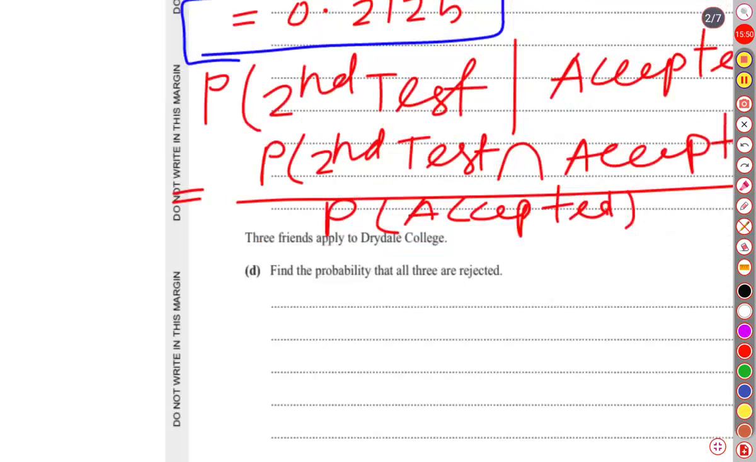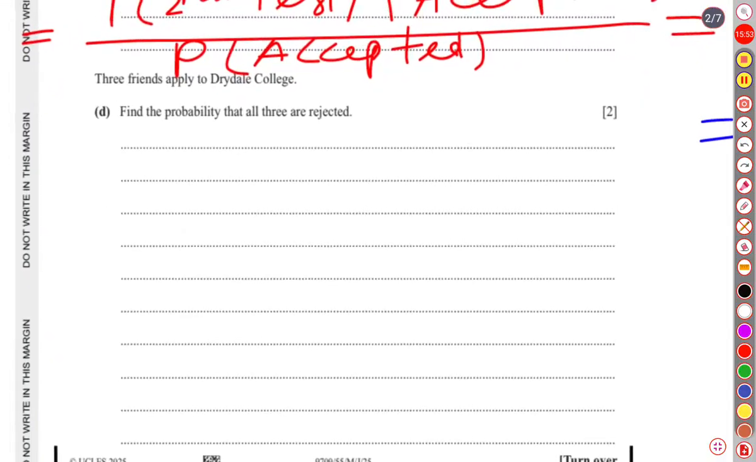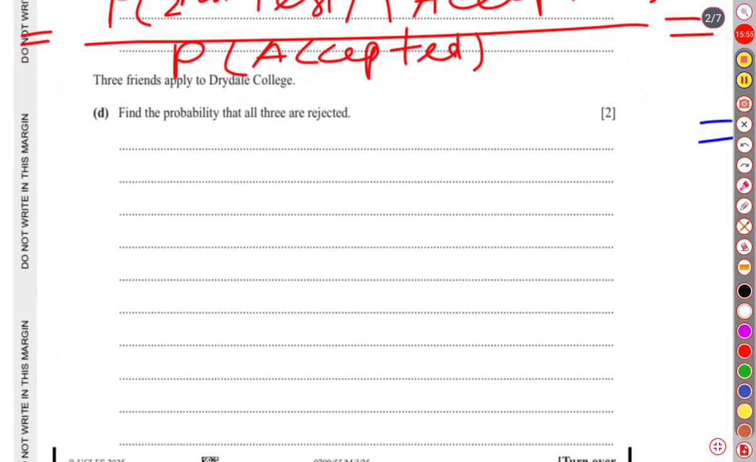The next question says that three friends apply to Drydale College, find the probability that all three are rejected. So first of all we'll find the rejection of one person. So the probability of one person, that is rejection. Probability of rejection. We have seen that there are three cases. Let me write just below this. Suppose first time he was rejected.